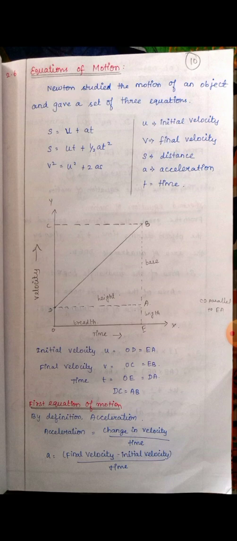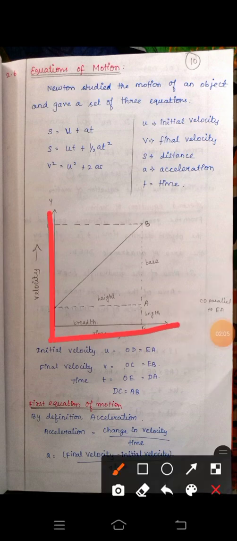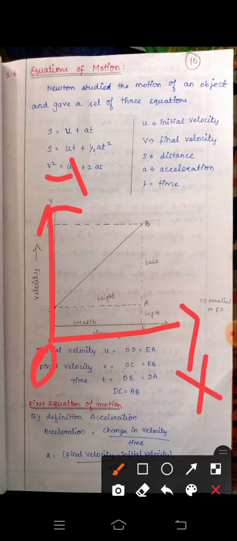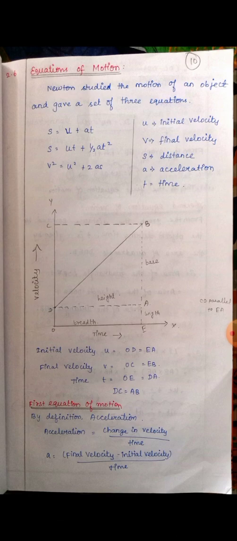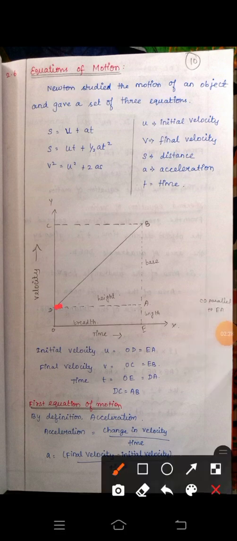Now let us try to derive these by using the graphical method. This is the graph. We have drawn an x-axis and y-axis, and we are placing the origin here as O. The graph shows the change in velocity with time for a uniformly accelerated object. The object starts from the point D in the graph. So this is D, the starting point.